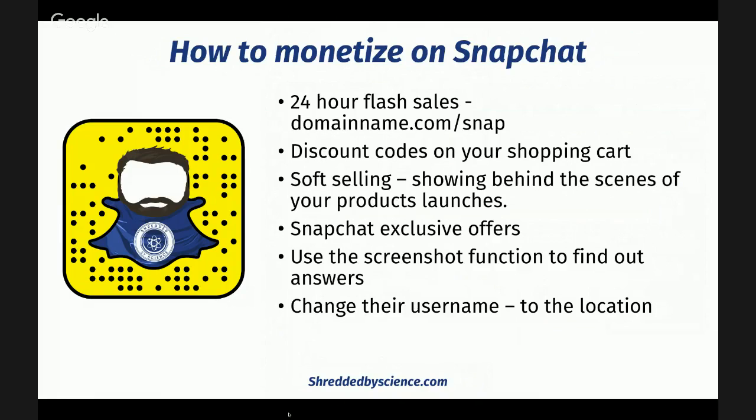Great thing to do is soft selling. So show behind the scenes of your product launches. So if you're doing a guide or a program and you're doing exercise videos, show those exercise videos. Look at doing Snapchat exclusive offers. So again, people on Snapchat are the only ones getting that information, getting that offer. And I'm going to go through Jamie Alderton's fitness athlete case study of his 24-hour sale.